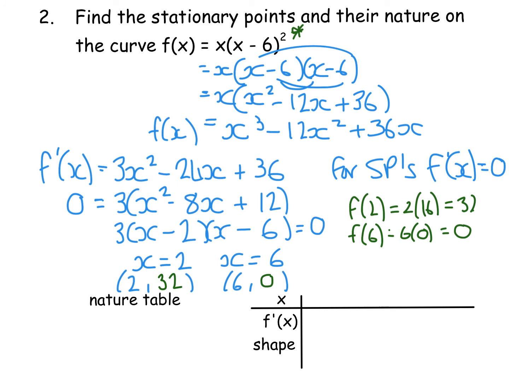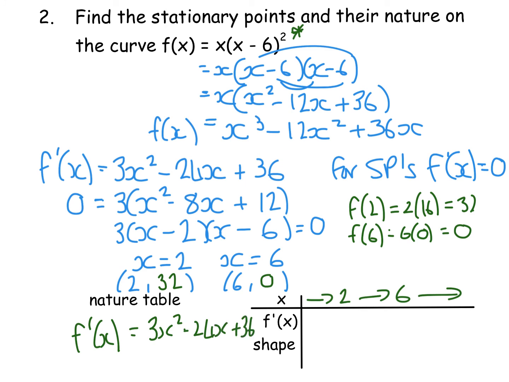So when I go to do my nature table, I go in numerical order. I go up to 2, up to 6 and then beyond. Now I'm just going to write down what my f dashed x was again because I need to move my screen up a wee bit. So I've got 3x squared, take away 24x plus 36. So that's quite a big one to substitute into. Right.